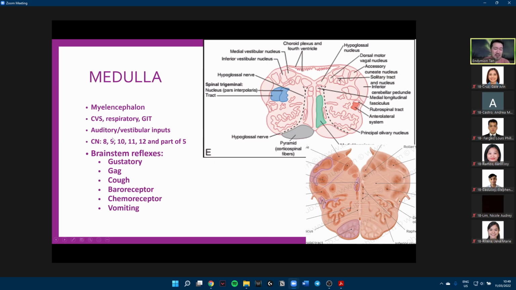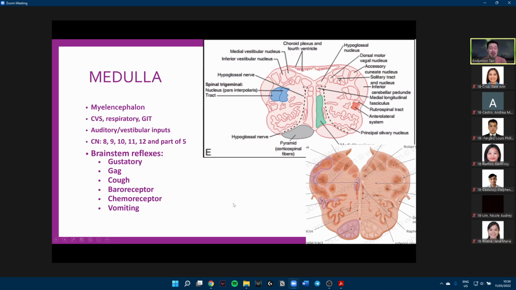Only a few of them would control the auditory vestibular inputs from the cranial nerve 8. Kasi majority, it's the 9, 10, 11, 12. You have to remember, 9, 10, 11, 12 cranial nerves from the medulla. That's why in the medulla, it's very important in the control of your gustatory reflex, the gag reflex, cough reflex, baroreceptor, chemoreceptor, and vomiting reflex.